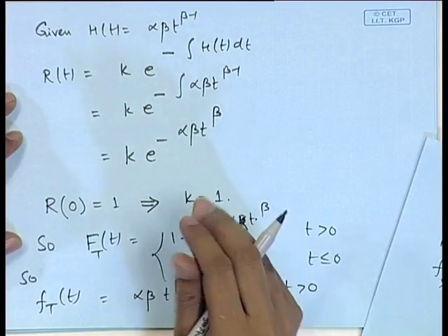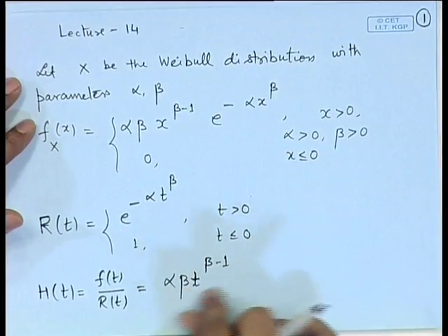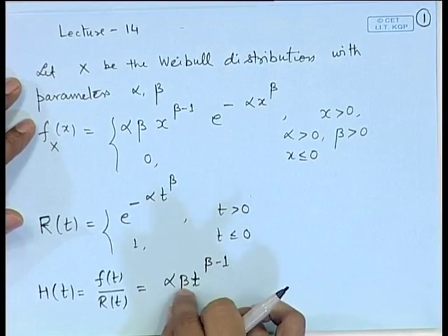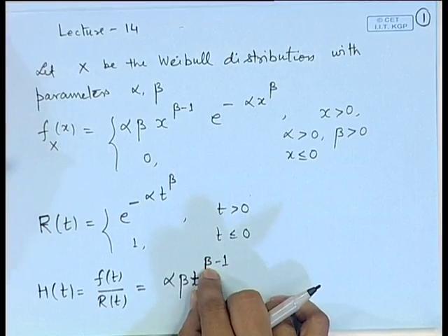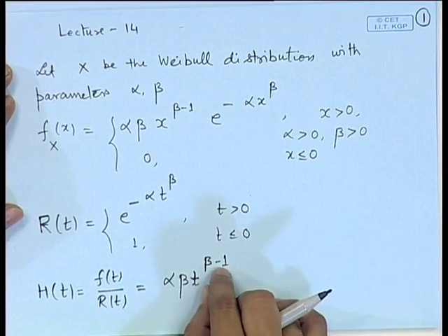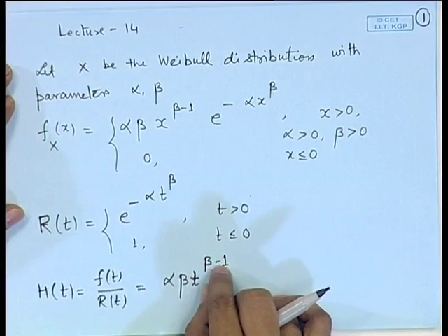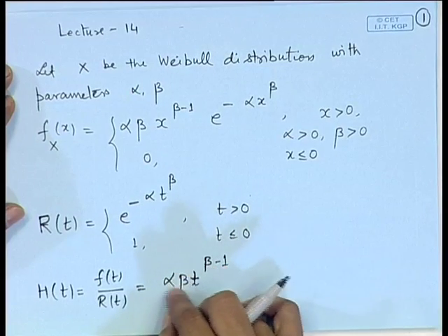So, this discussion shows that for the Weibull distribution, the form of the hazard rate is a polynomial type of function, alpha beta t to the power beta minus 1. Of course, it will depend upon the values of beta, whether beta is a real value or a positive integral value, etcetera. But one thing is clear: if beta is greater than 1, then this will be increasing with t, and if beta is less than 1, then this will be decreasing with t.